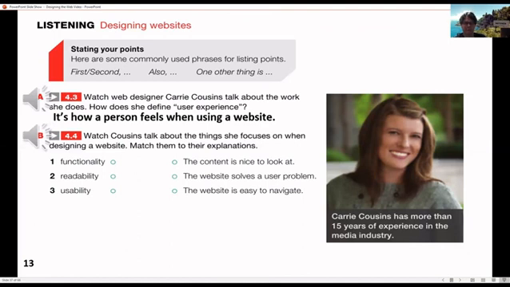Functionality: it solves a problem for the user. Readability: content is nice to look at, nice to read. Usability, coming from the word use, right? So the site is easy to use, it's easy to go from one page to the next and back to another page. Again, it all comes down to UX.